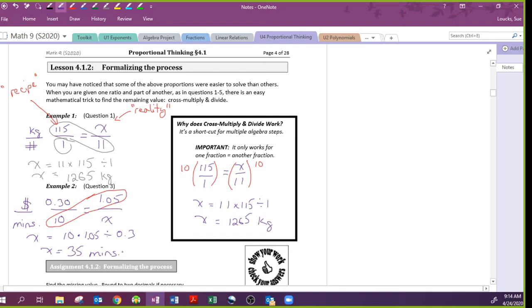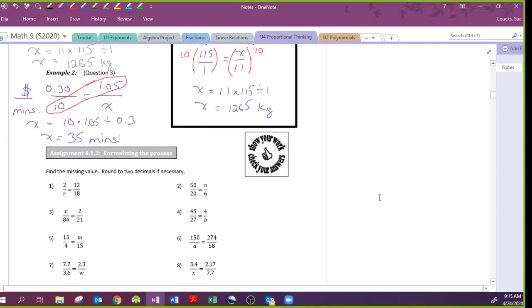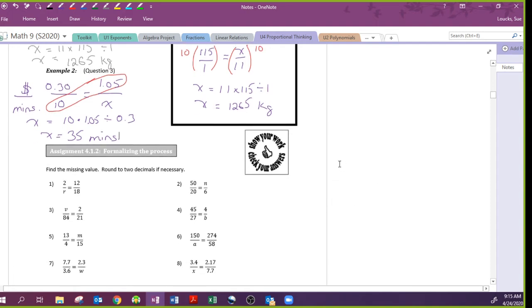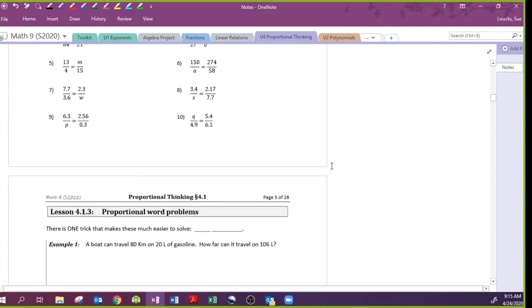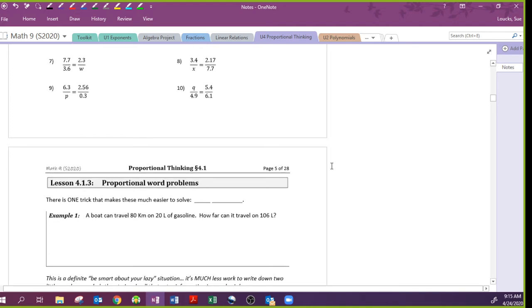Okay? Any questions on that? Okay, so there's an assignment. I would give you time to do it, but I'm not, because I want to just do the next page of notes, and then we're actually done the notes. The first set of questions is just doing the cross multiply and divide. Okay, that's all it is. And then we'll go to section 1.4.3 or 4.1.3.